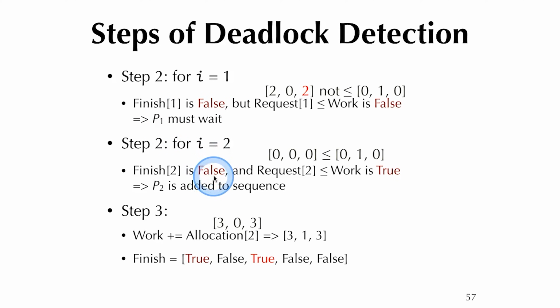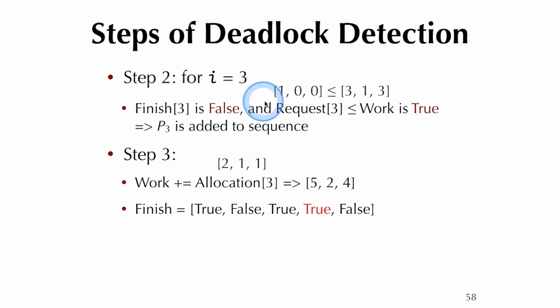It finishes still false, but then it's not making a request, and of course then that trivially is less than or equal to work, so we then do P2. And any resource held by P2 now is given back, right? Because we run it, it comes back. And so work plus equal to allocation. So 010 plus 303 gets 313. Okay, and mark it true.